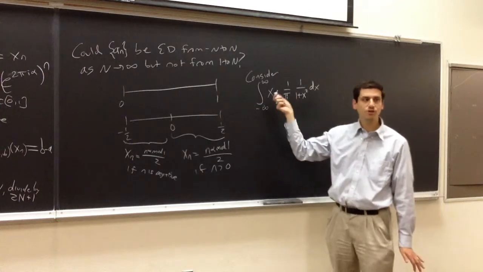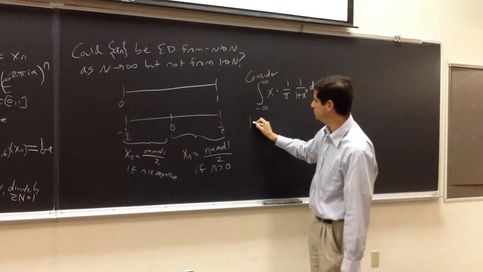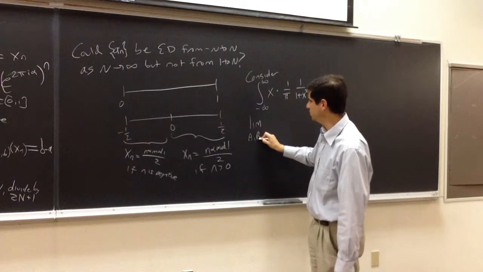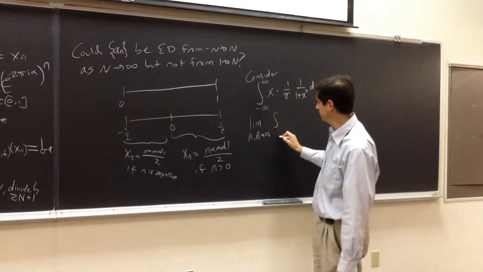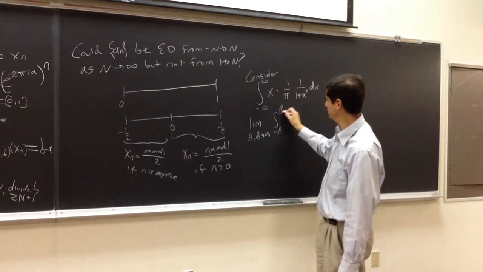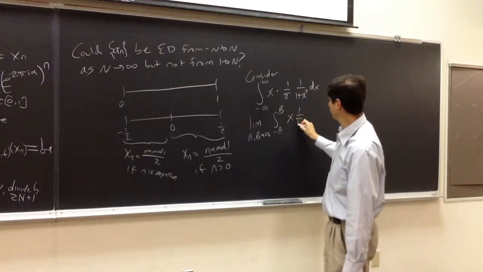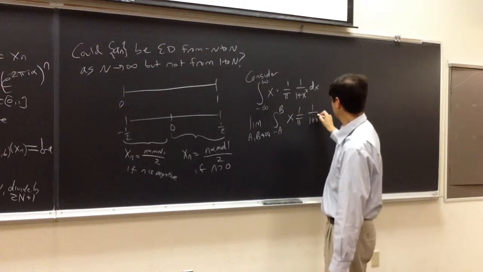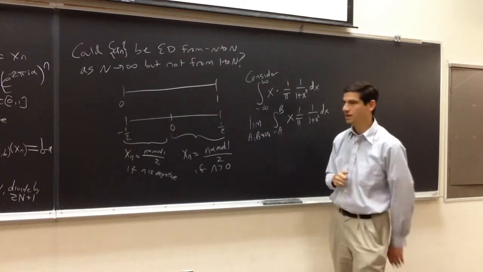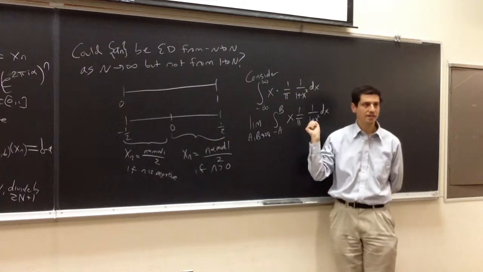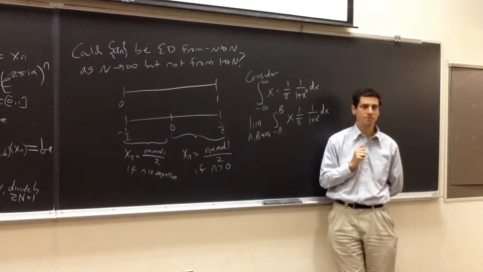So in order for an integral like this to exist, what we often want to be true is the limit as a and b go to infinity, however they want, of the integral from minus a to b of x times 1 over pi, 1 over 1 plus x squared dx. And that should exist, and the answer should be independent of how a and b go to infinity.